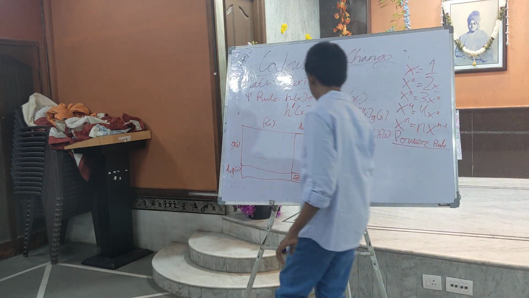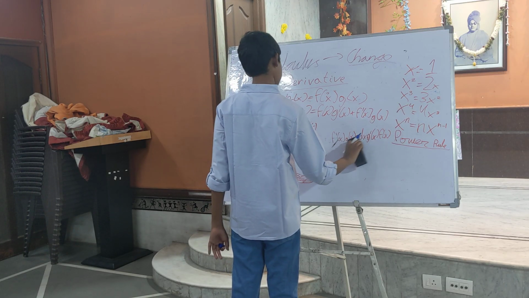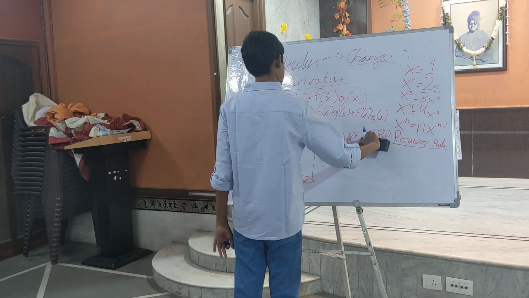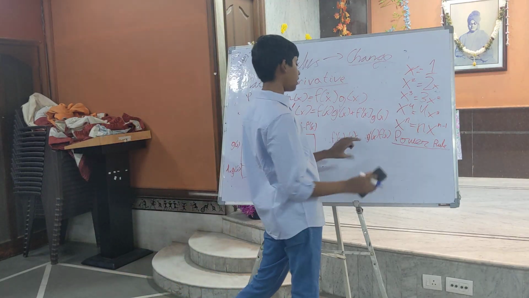So we divide by dx, cancelling all of this, and we are left with this. Left divide by left.